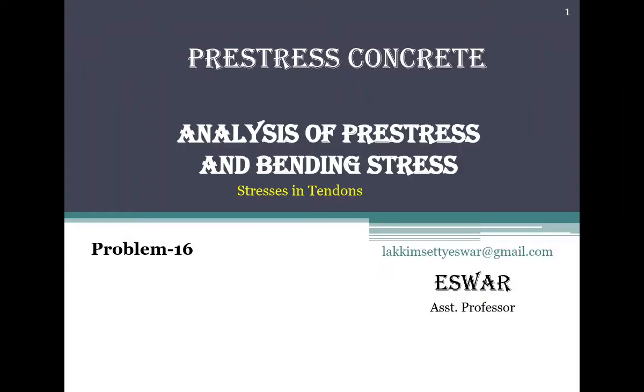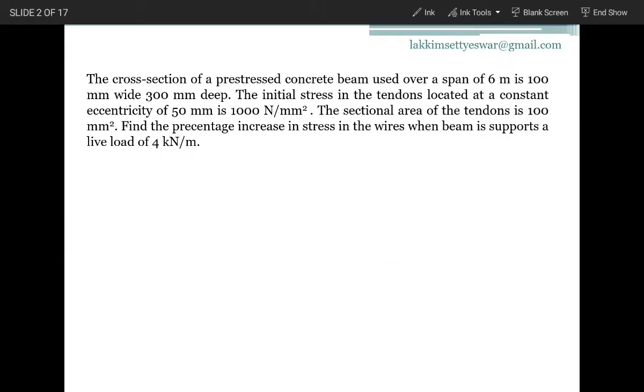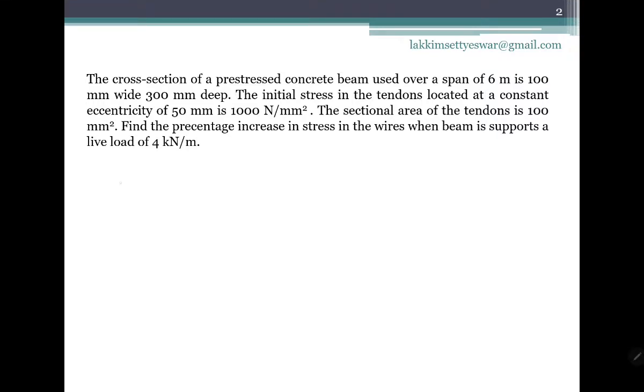Hey everyone, let's solve a problem in the topic stresses in tendons. Let's read the question. The cross section of a prestressed concrete beam used over a span of 6 meter is 100 mm wide and 300 mm deep. The cross section of the beam is rectangle, that is with the dimensions of 100 mm wide and 300 mm deep. The span of the beam is 6 meters.